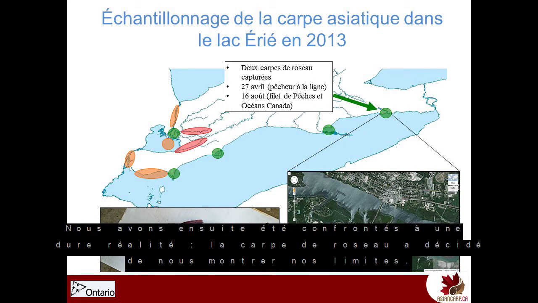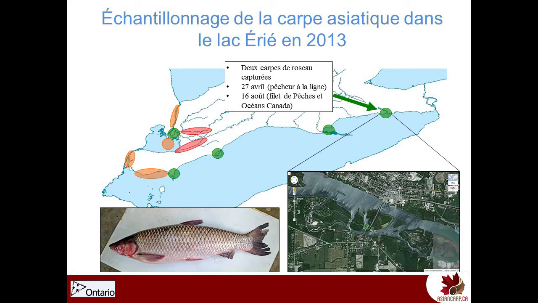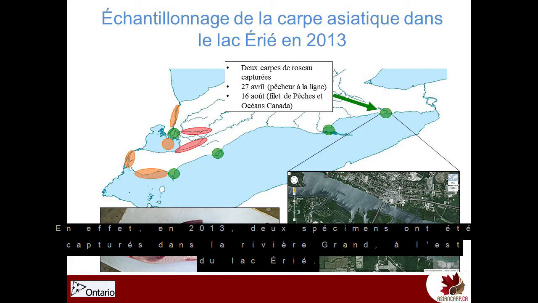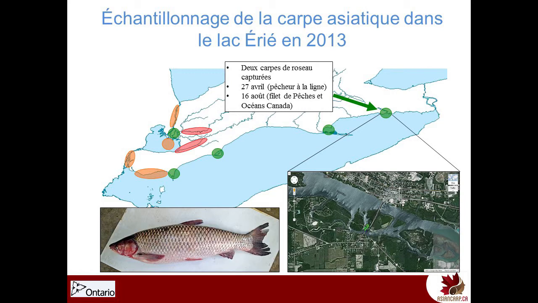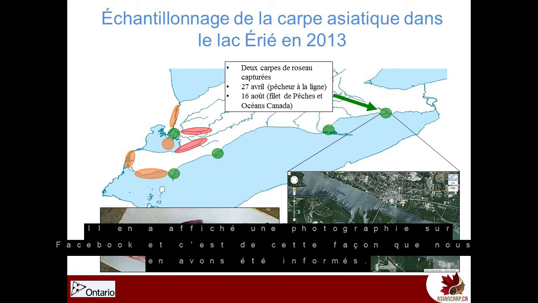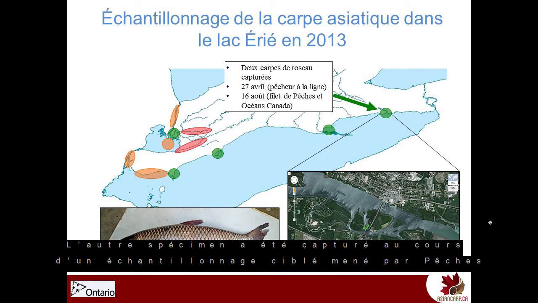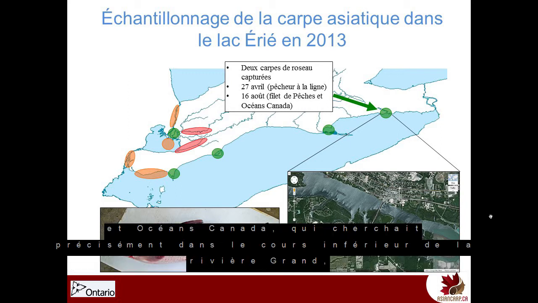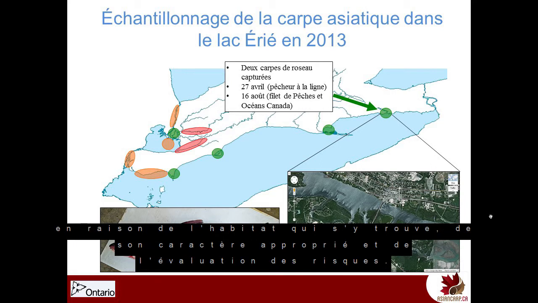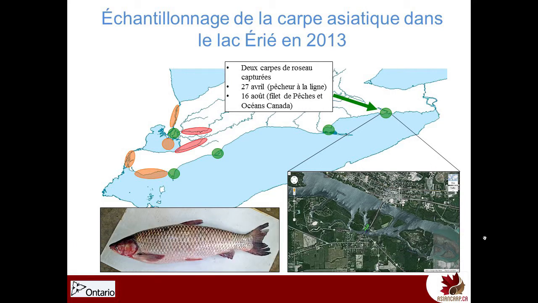Then, as a bit of a reality check, the grass carp decided to teach us our limitations, and in 2013, 2 grass carp were captured in the Grand River in eastern Lake Erie. So the first of these was caught by an angler and actually posted on Facebook, which is how it came to our collective notice. The other one was targeted sampling by Fisheries and Oceans, looking specifically in the lower Grand River, so based on this habitat suitability and risk assessment.